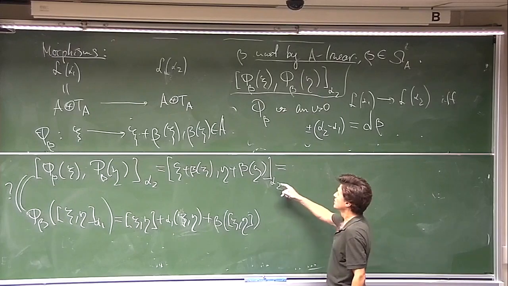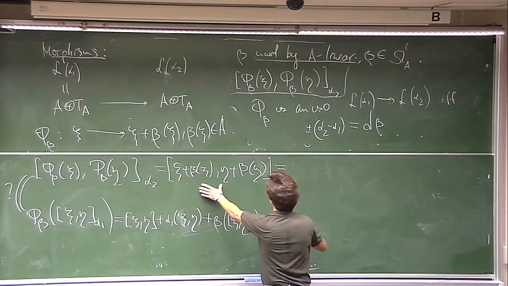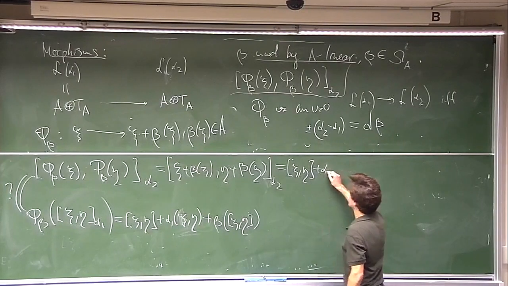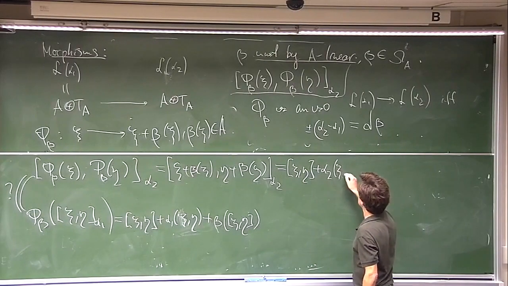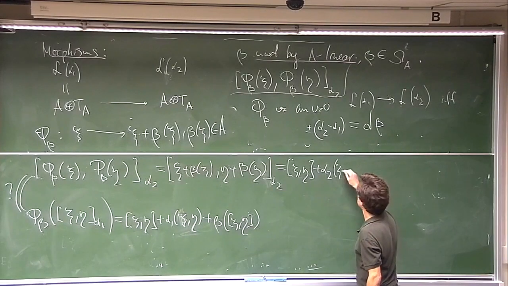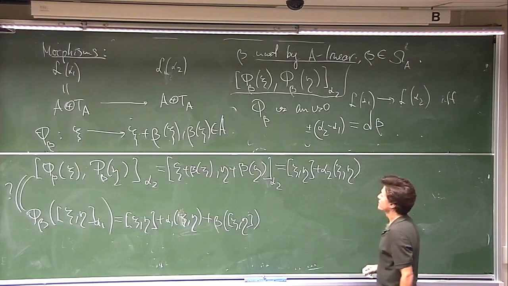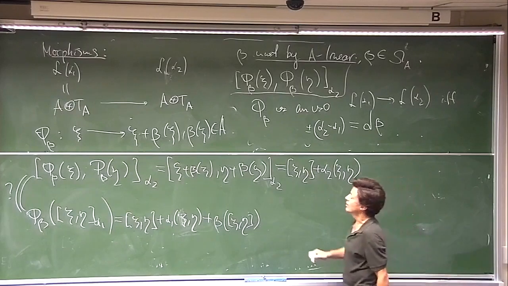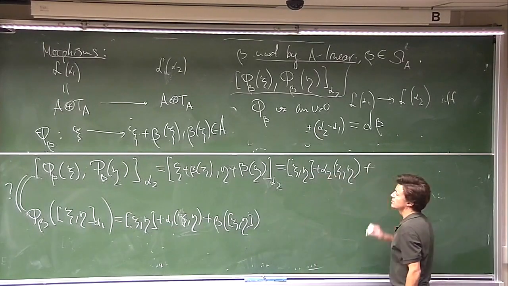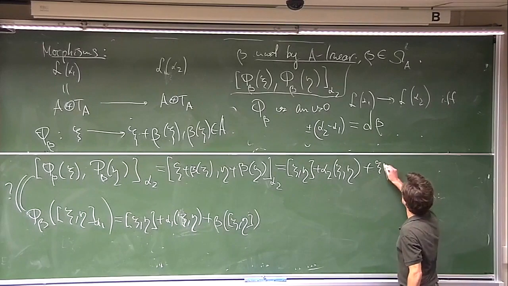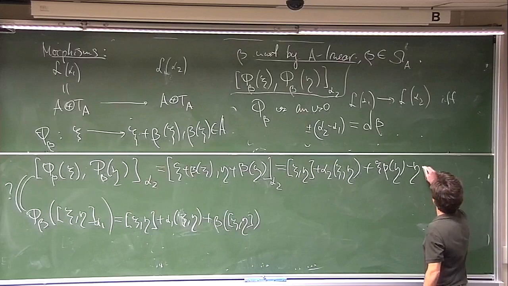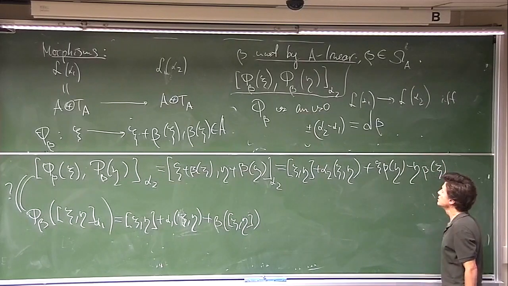So the bracket of these two will give me this. The remaining brackets are completely predetermined. So psi beta minus eta beta psi.